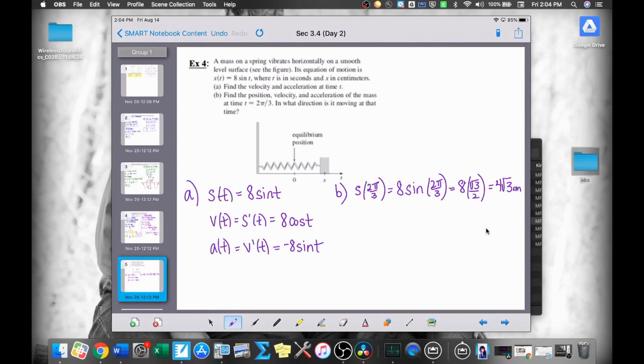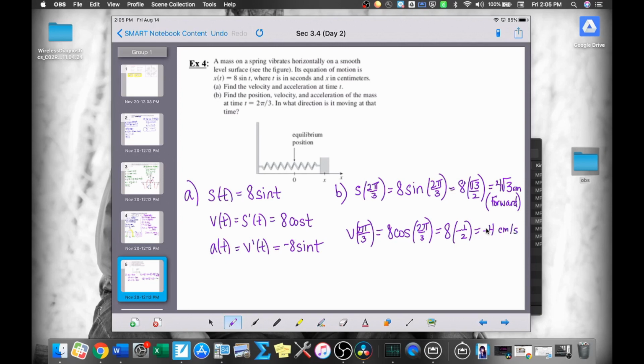And the second part of the question is, in what direction is it moving at that time? Well, 4 square roots of 3 centimeters is a positive value, so we would say that it is moving forward at that time. My velocity at 2 pi over 3 seconds is equal to 8 times the cosine of 2 pi over 3. The cosine of 2 pi over 3 is negative 1/2. So 8 times -1/2 is going to give us -4. And the units for velocity are position divided by time, so -4 centimeters per second.